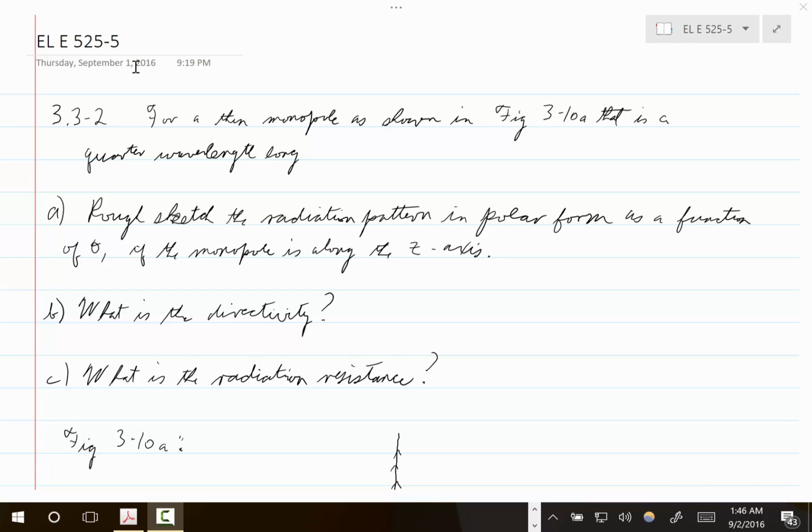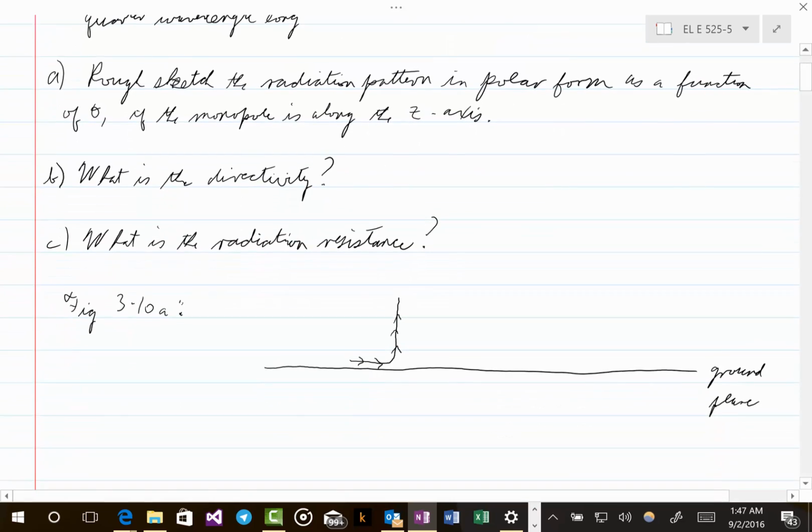It says, for a thin monopole as shown in figure 3-10A that is a quarter wavelength long, A, roughly sketch the radiation pattern in polar form as a function of theta if the monopole is along the z-axis, B, what is the directivity, and C, what is the radiation resistance. So the first thing, let's consider this figure 3-10A, which I have reproduced here.